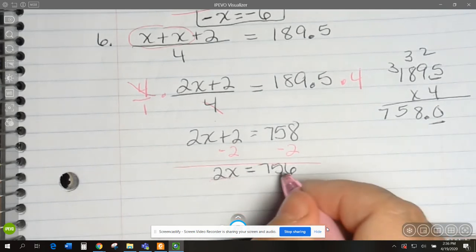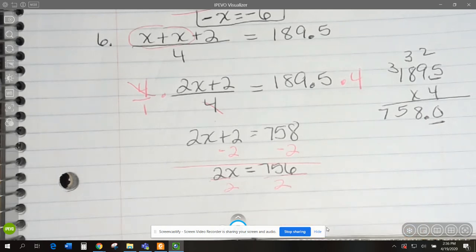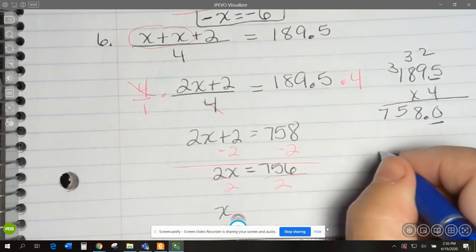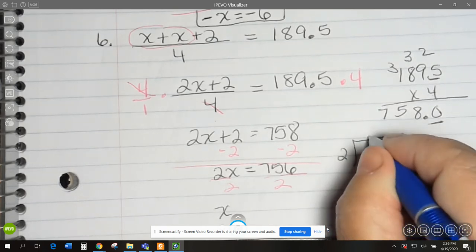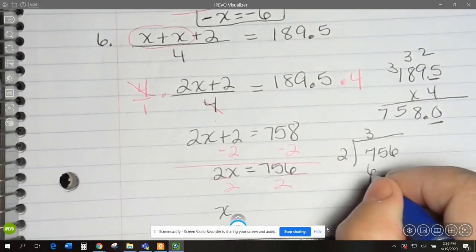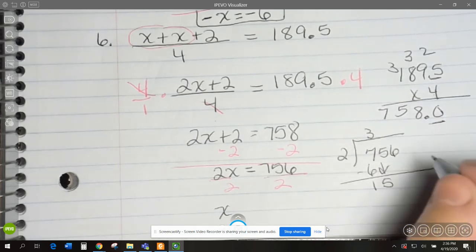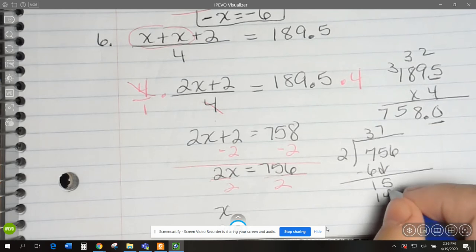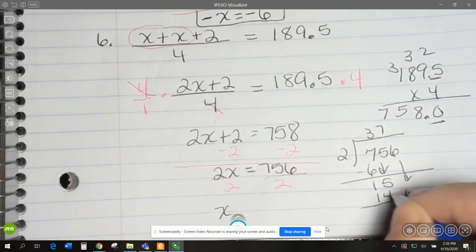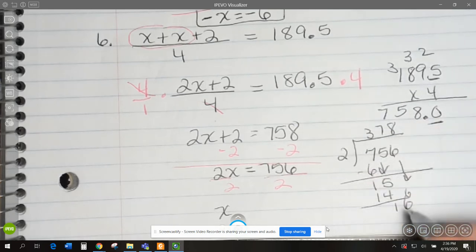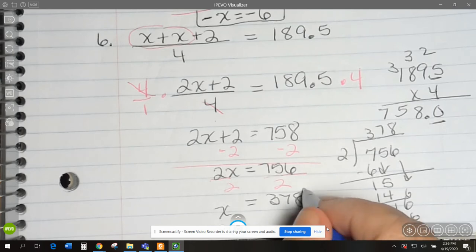Now we need to divide by 2. And x is going to be, let me do it over here, 756 divided by 2. That's 3. Bring down the 5. It's going to be 7. It'll give me 14. Bring down the 6. And that'd be 8. So x is going to be 378.